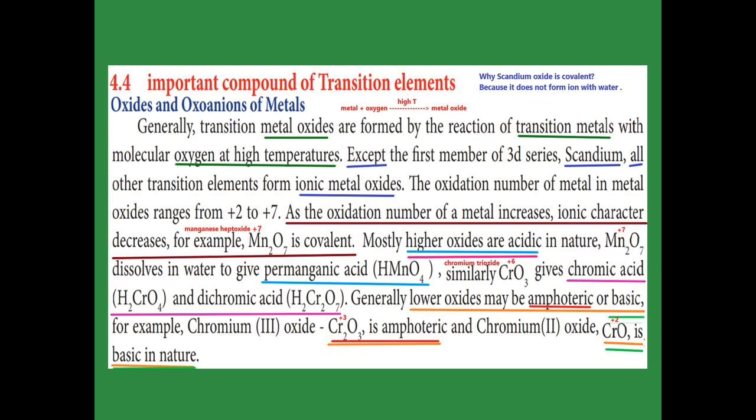The next one, in chromium(II) oxide, the oxidation number is +2 for chromium, formula CrO. Here the oxidation number is lower, so it is basic in nature.